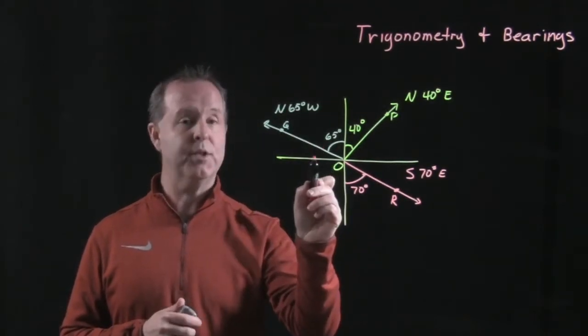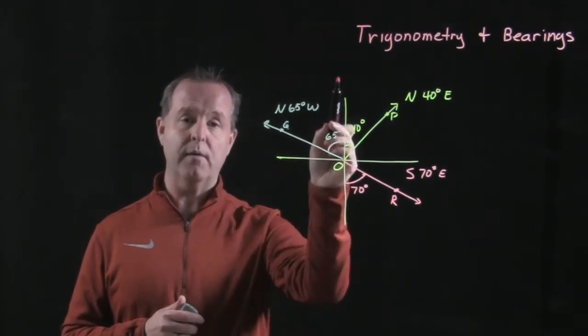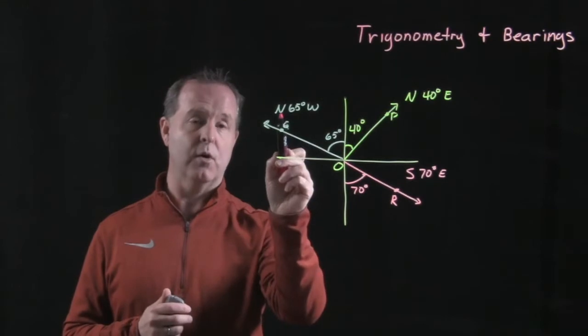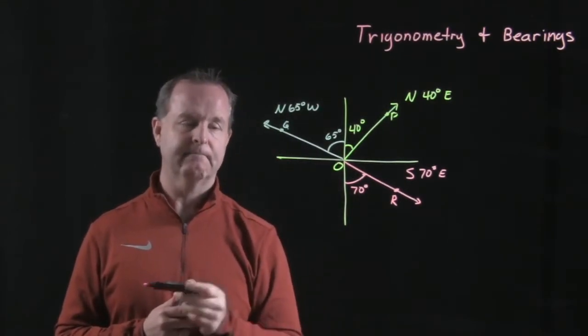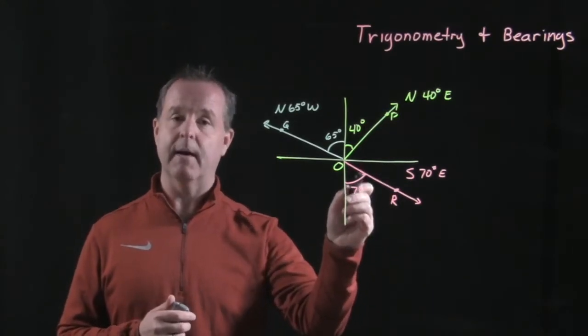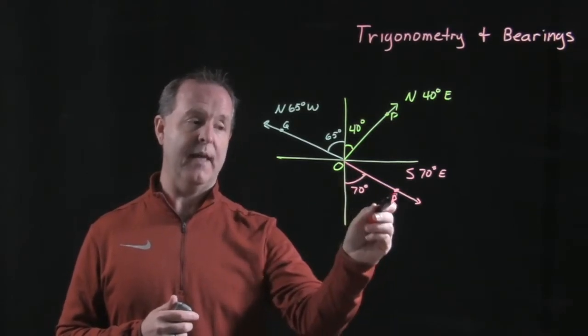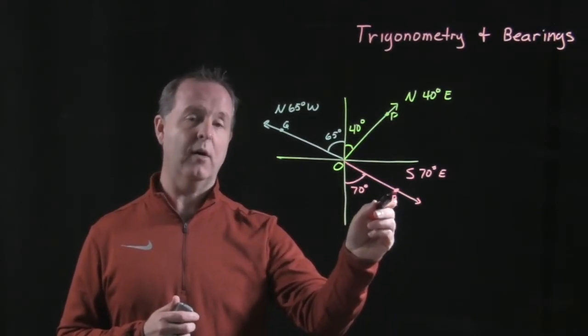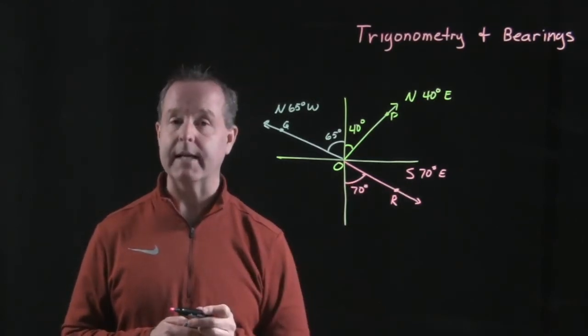65 degrees is not measured from the x-axis. Again, it's measured from the y-axis. We start with the north or the south direction first. So north, 65 degrees in the west direction. And then a red one down here. Notice the angle is 70 degrees, again measured from the y-axis. Initial point O, the other point is R. So R is at a heading or a bearing of south 70 degrees east.